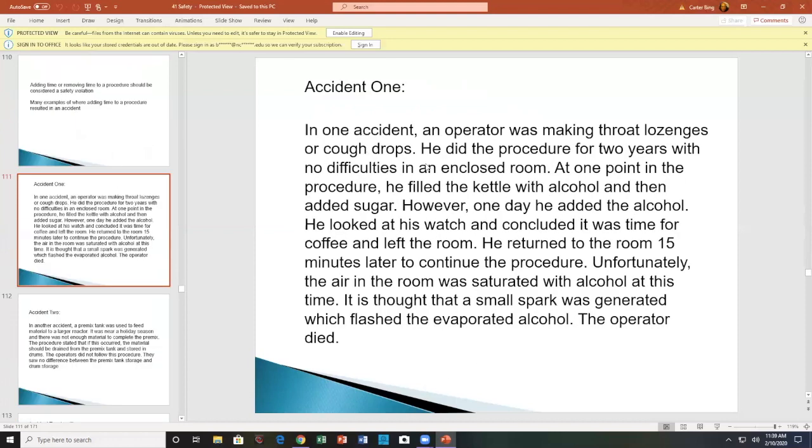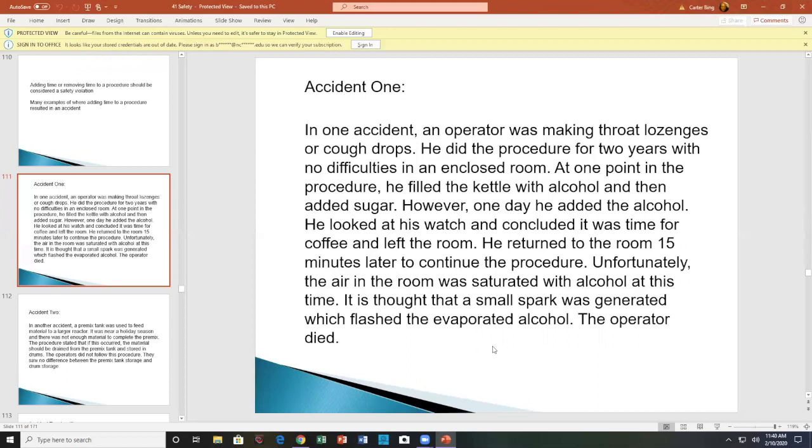Right. Here's an operator. I'll give you the short or the skinny version of this. He had been making cough drops for 2 years using a kettle. He basically added alcohol to the kettle. Then he would add sugar. However, this time around, after 2 years, he decided after adding alcohol to the kettle, he'd go get coffee. So he went to get coffee.